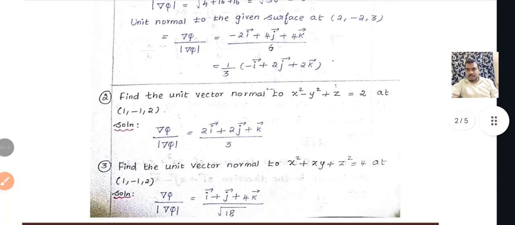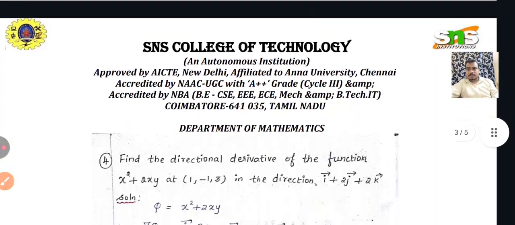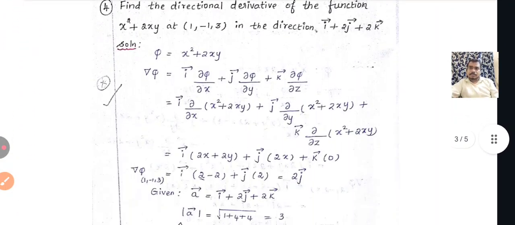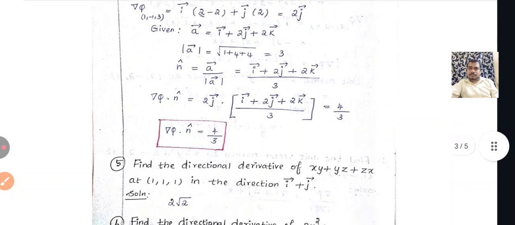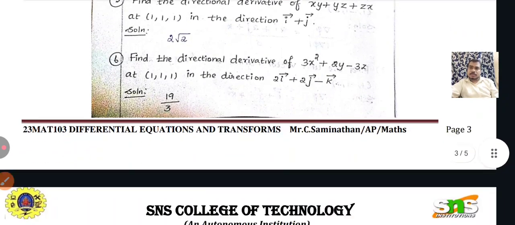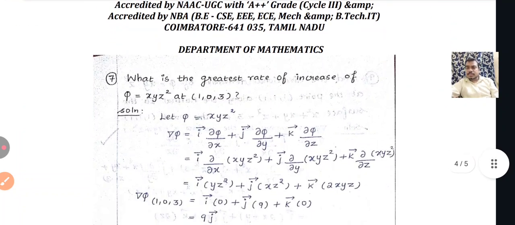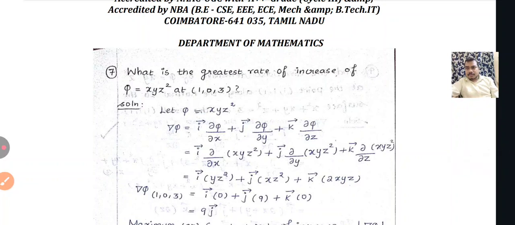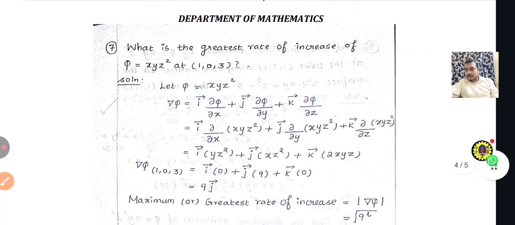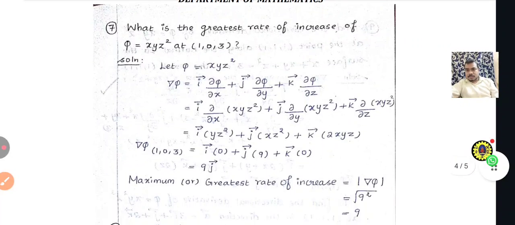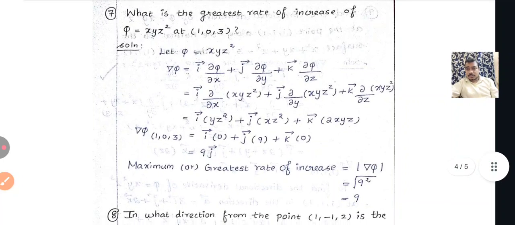In a similar way, find the second, third and fourth problems. The fifth is also solved the same way to find the unit normal vector. And in the seventh problem, the given question is, what is the greatest rate of increase of phi? The greatest rate of change is nothing but modulus del phi. The greatest rate of increasing change is modulus del phi.